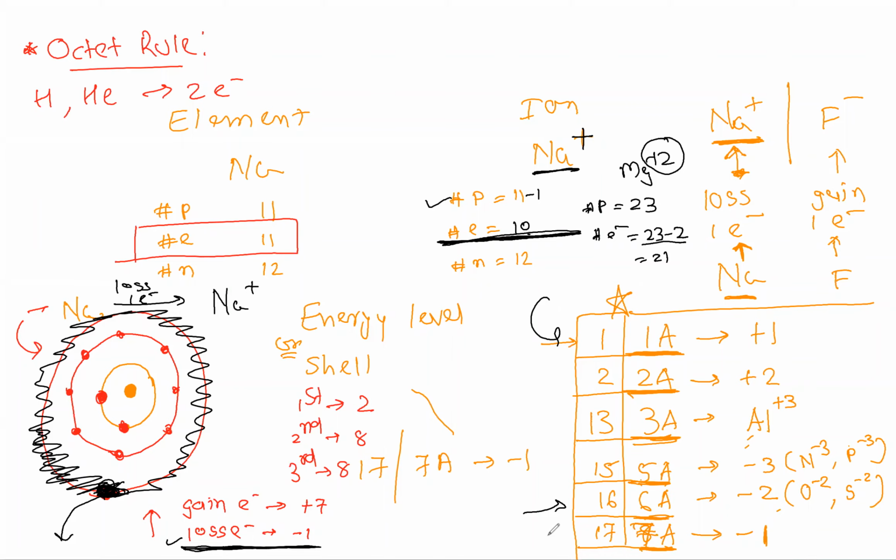All right, so let me just show you why oxygen is going to be -2. Just to make sure that you get the idea, I'm going to ask you about oxygen. What is the atomic number? Eight. It is 8. It means what should be the number of protons? 8. What should be the number of electrons? 8, because this is an element. I did not write any charge.